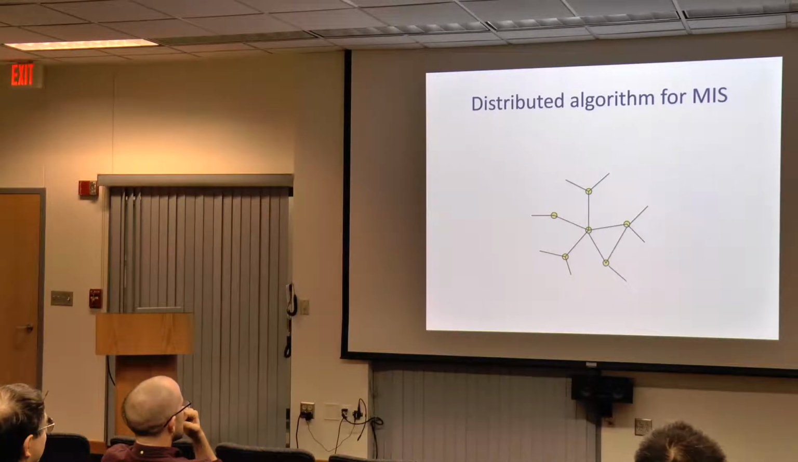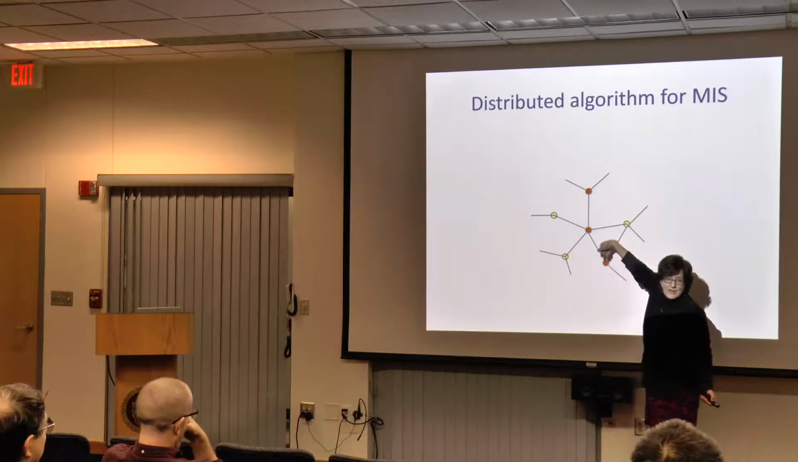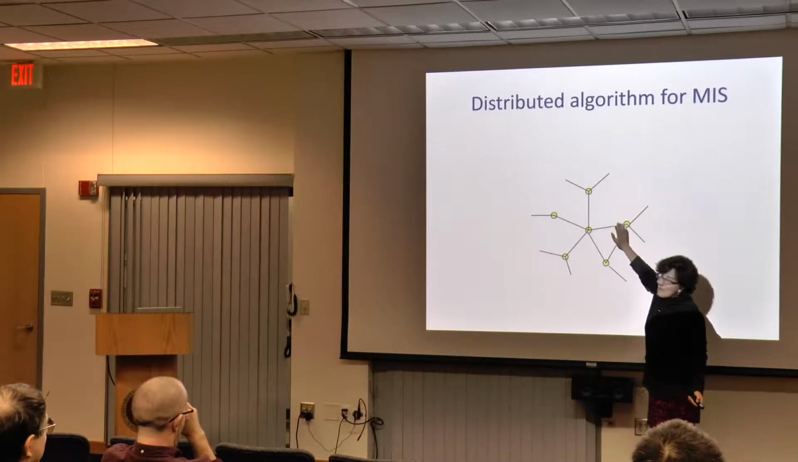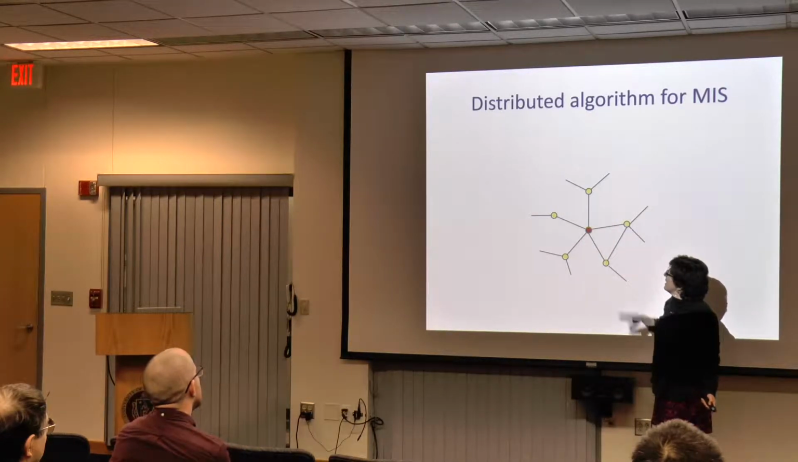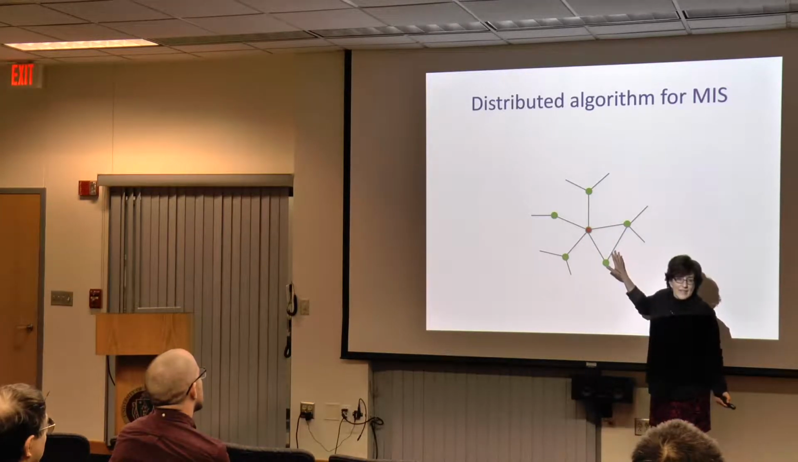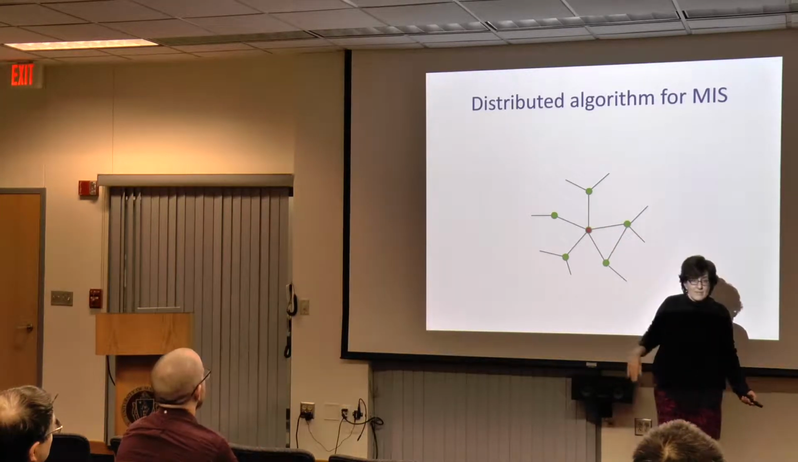Okay, so just this is an example. These guys all volunteered, so they all back down. But if this time this guy volunteered, and none of his neighbors volunteered, he puts himself in the maximal independent set and takes out his neighbors. So all these guys get out.